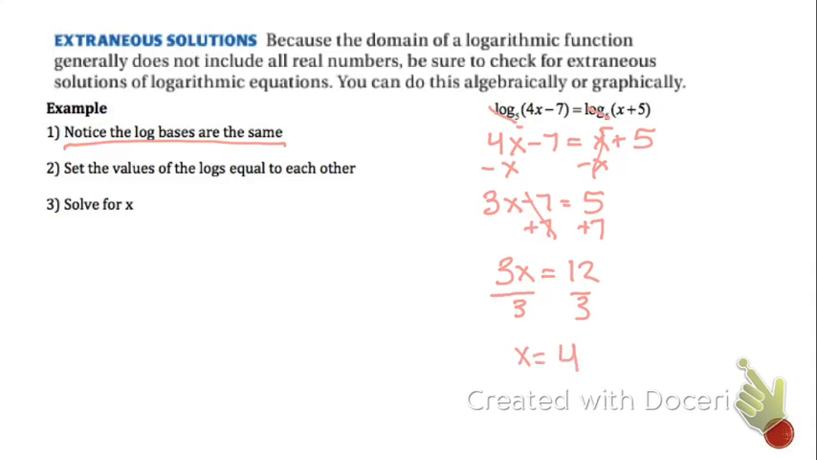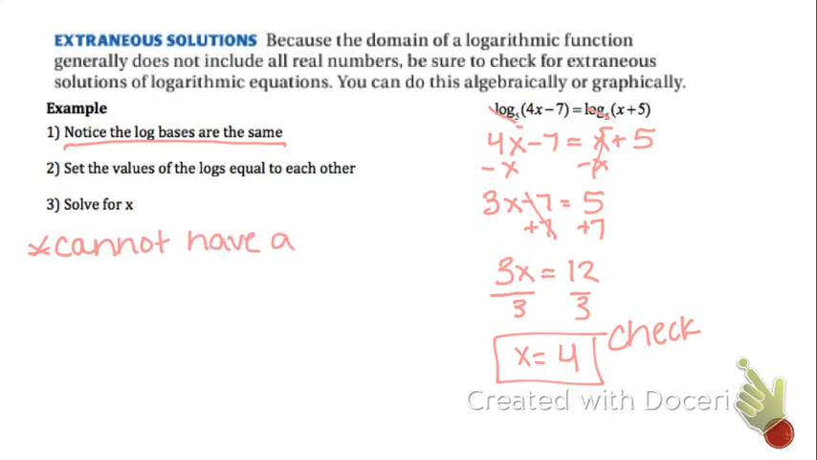And I solve for x, I find that x equals 4. All right, but now I have to check that answer. I have to plug that back into my original equation. So I know in order for this to be a solution, it cannot have a negative inside my log. So if I plug 4 in and I get a negative number for my value, it would not be an answer. It would not work.